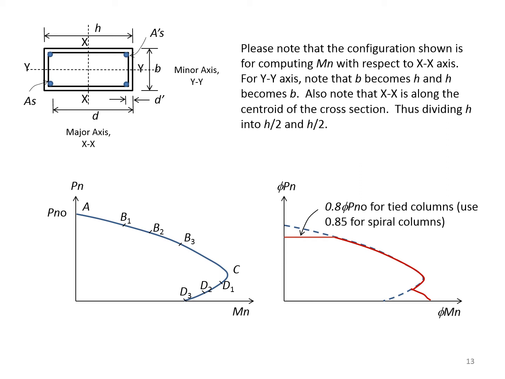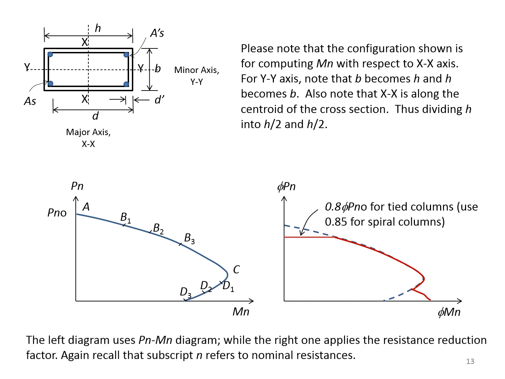That's because the value of phi, the resistance reduction factor, eventually approaches 0.9 for higher values of strain at the tension steel, as explained later. Again, notice that the left diagram uses Pn, Mn data, while the right one uses the resistance reduction factor. And recall that the subscript n refers to the nominal resistances.